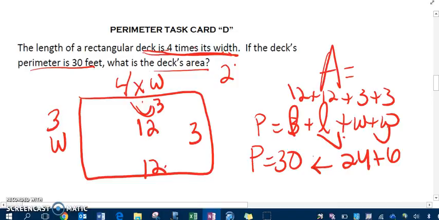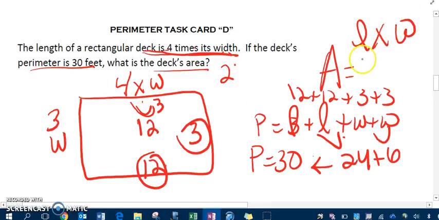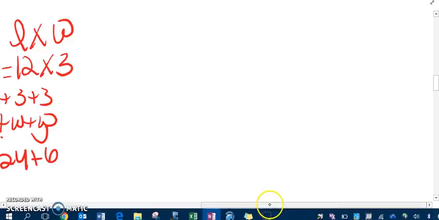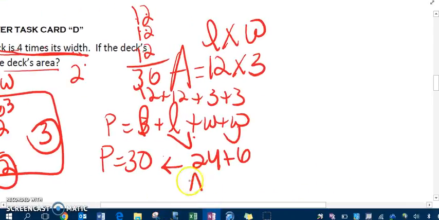So now I know the sides and the length and the width. So to find the area, I need to multiply length times width, which means I have to multiply 12 times 3. Well, I could skip count by 12, or I could add 12 3 times, since you haven't learned multiplication yet. 2, 4, 6. 1, 2, 3. So the area equals 36 square feet. Make sure you label it.